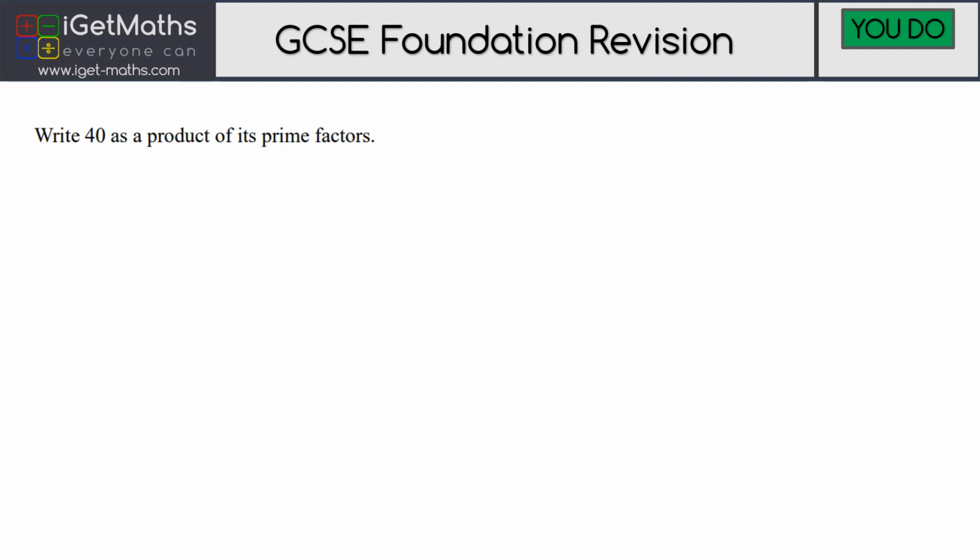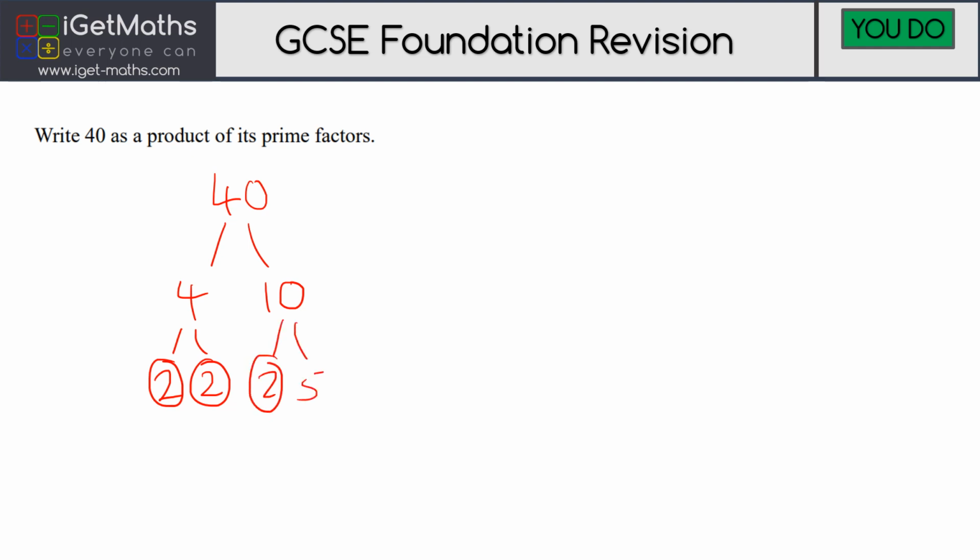Okay, so write 40 as a product of its prime factors. So we're going to write down 40. We're going to think of two numbers that multiply to make 40. That can be 4 and 10. It doesn't matter which combination you use as long as you get to 40. 4 is not a prime number, so I'll draw two branches, and you've got 2 and 2. And circle them because they're prime numbers. And then you've got 2 times 5, circle those because they are prime numbers.